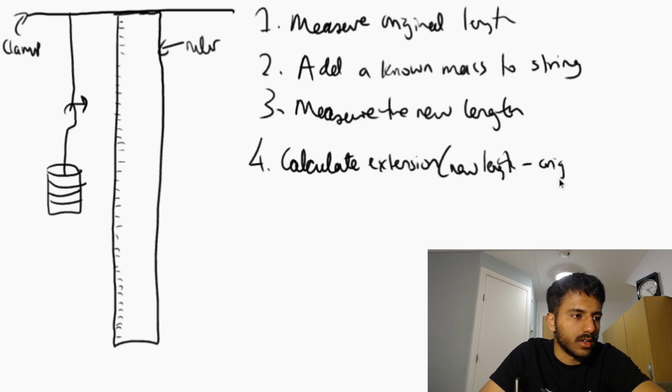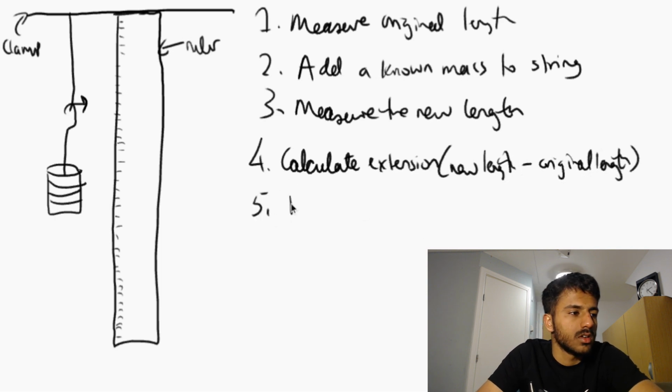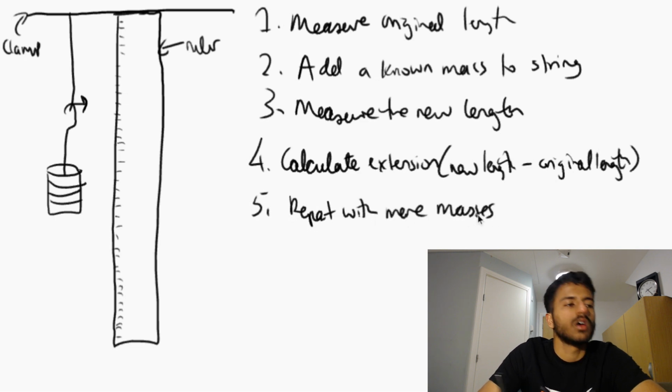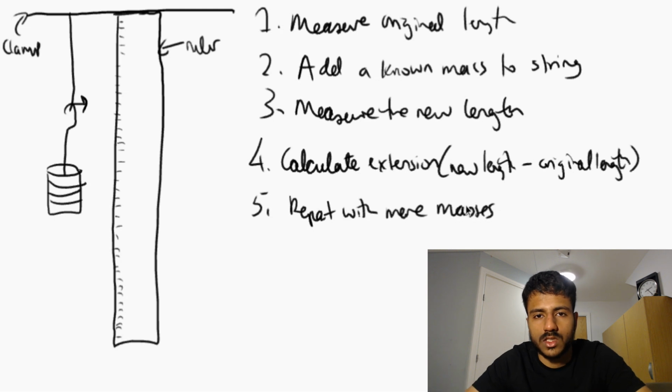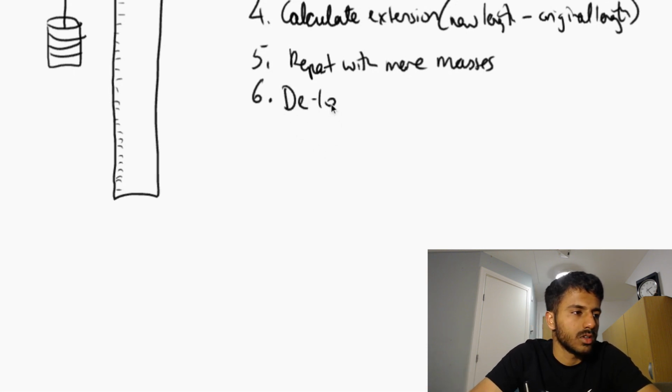minus the original length. And you're going to repeat this with more masses. So you can add on more known masses, calculate the new length, work out the extension. What you need to make sure that you do after each measurement is to deload the mass from the string.